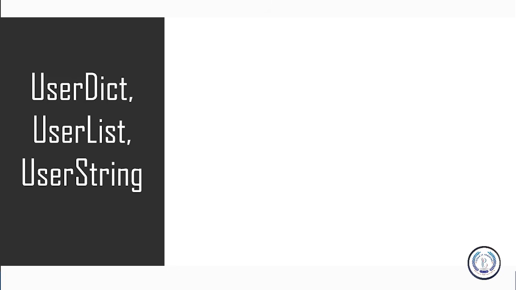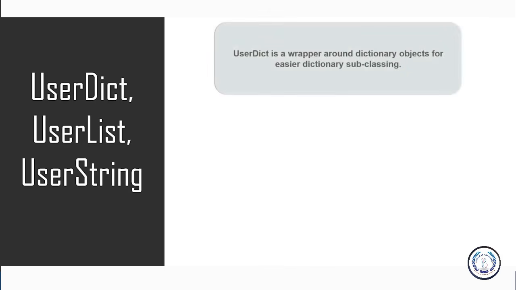Which are user dictionary, user list, and user string. So these three data structures are actually same but different. Let's talk about them one by one. Talking about user dictionary, this class acts as a wrapper around dictionary objects. Now the need for this class came from the necessity to subclass directly from the dictionary. It becomes easier to work with this class as the underlying dictionary becomes an attribute.